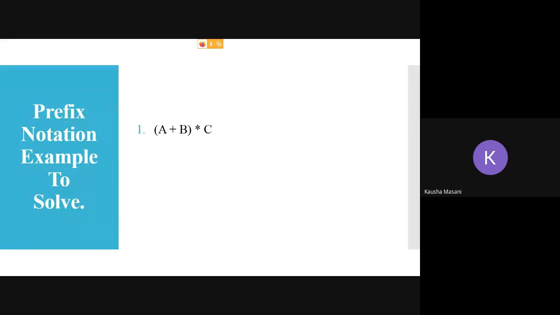So fine. Kindly solve this example. The question is in front of you. Convert into your prefix notation using stack method.